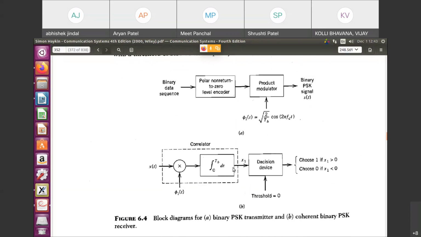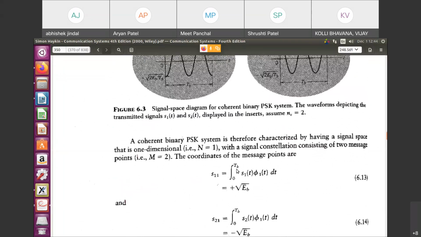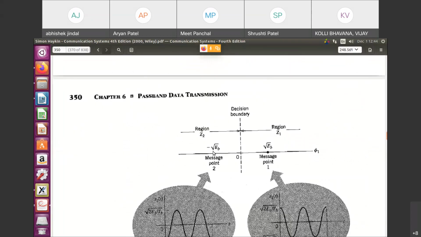Then you will get the decision statistic, that is x1 आएगा क्योंकि आपने प्रोजेक्ट किया x(t) को phi 1 पे. क्योंकि आपका सिग्नल स्पेस वन डायमेंशनल है, तो you will get one point. Now with the help of this one point you have to decide, अब ये one point कहाँ लाई करेगा. This one point would lie anywhere here on this axis, because आपने अब received signal को उस पर project कर दिया. Now the strategy is that if it is greater than 0 then it is 1, if it is less than 0 then it is 0.